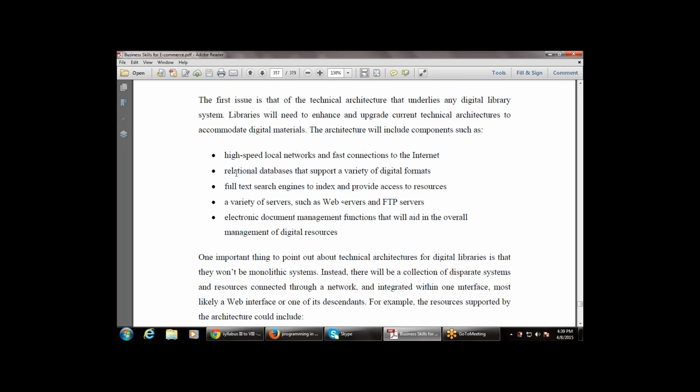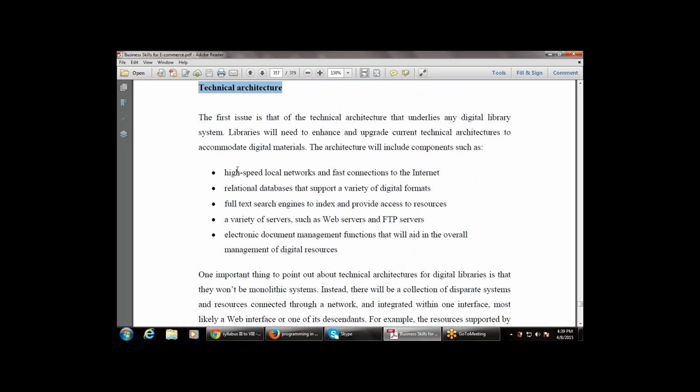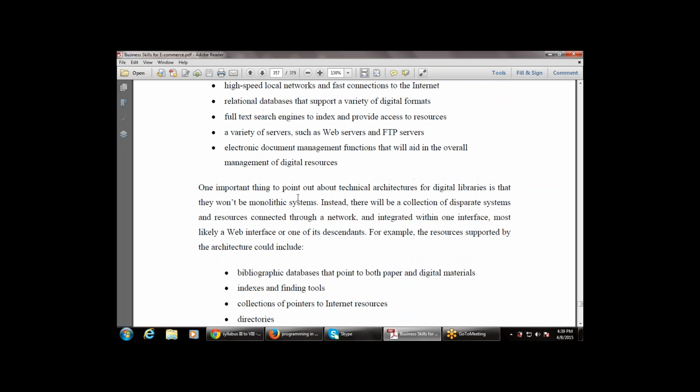So the next issue is technical architecture. That is, for using the digital library, there is a requirement of digital things, a requirement of technology. For example, LAN, high-speed bandwidth, high-speed network, digital formats, and a variety of servers such as web server and FTP server.